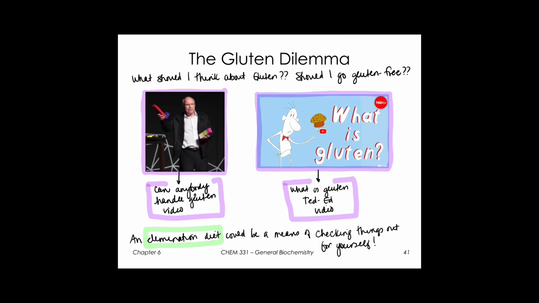So eliminate all grains, eliminate all dairy, eliminate all sugar, eliminate any of these offending agents, and then let your body rest for about 6 weeks. Then you can try adding things back in and see if you have issues with them. That's a great way to check whether gluten sensitivity is something you might want to consider.